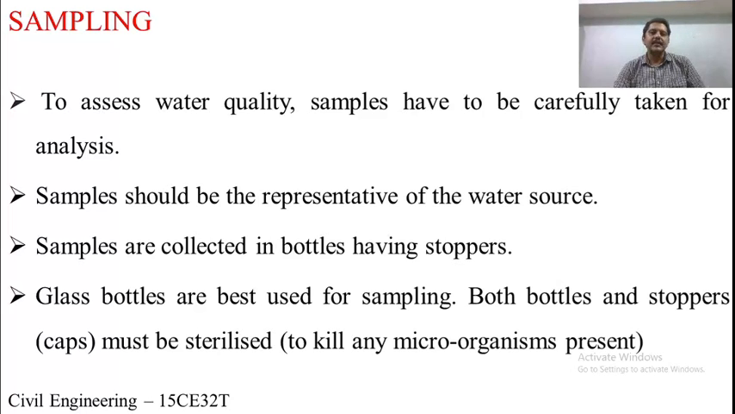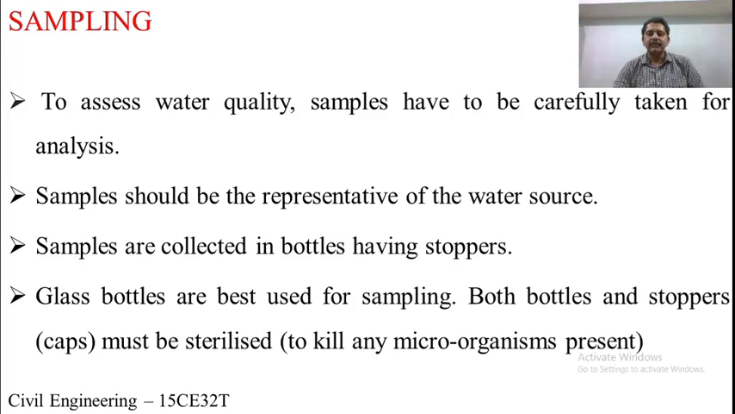So how to collect the samples? Collection of the samples depends upon the purpose of the examination. If the sample is to be collected for the physical examination, such as color, odor, etc., they may be collected in a container. If the sample is to be collected for chemical analysis, the bottles with the stoppers are to be used. And if the analysis is for the bacterial purpose, special care has to be taken, and the bottle should be properly sterilized, and it should not contain any other ingredients.